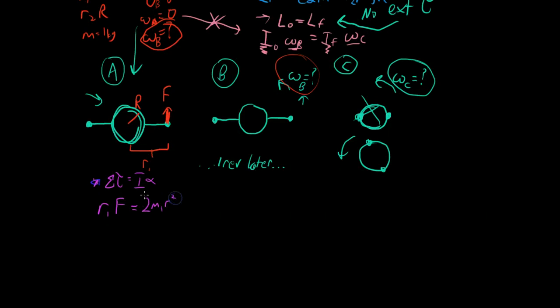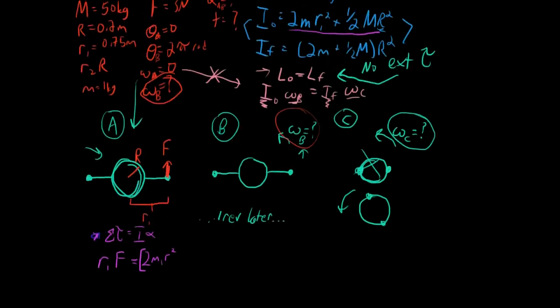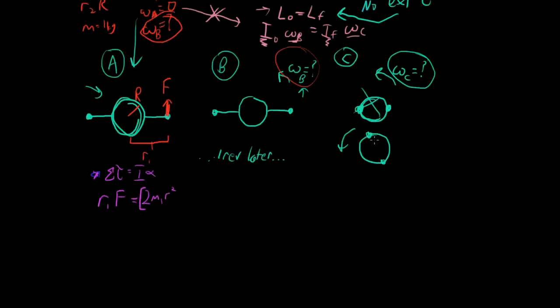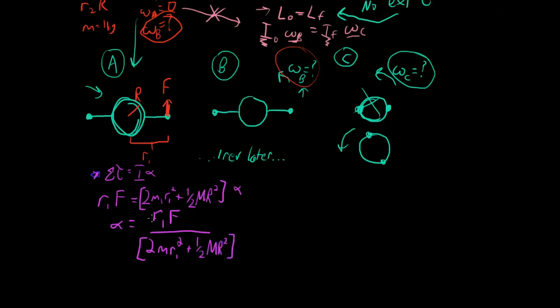So we have 2m1r squared plus 1/2 big M r squared. Sorry, that's r1 squared, plus 1/2 big M, big R squared, and all of this is times alpha. So to solve for alpha then, all I need to do is a little bit of algebra. And I divide by 2m r1 squared plus 1/2 big M r squared. So basically the torque divided by the moment of inertia.